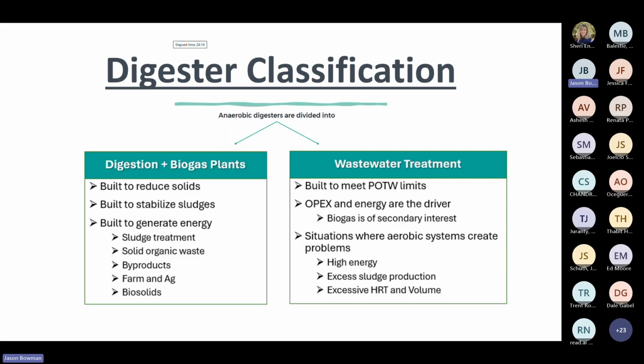When these industries are required to meet specific POTW discharge limits, that's where you typically see this type of anaerobic process used. In other words, these systems are typically applied when conventional aerobic wastewater systems can really no longer be considered because there are issues with excess energy or excess sludge production or having excess hydraulic retention time required.